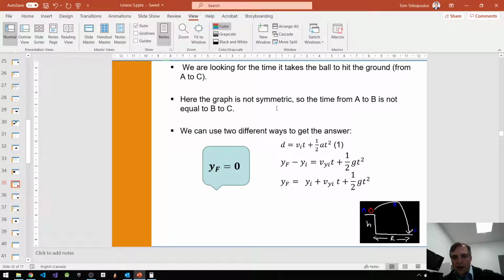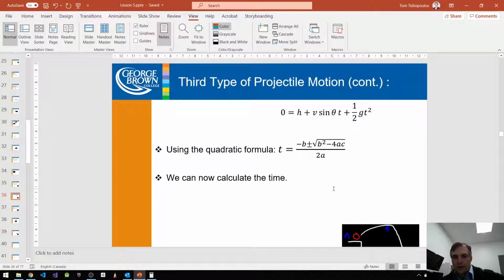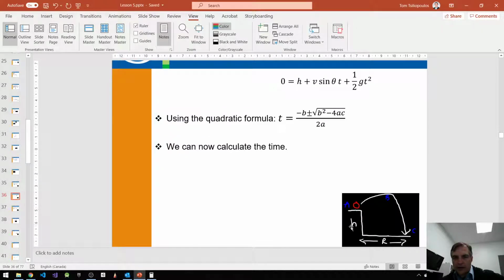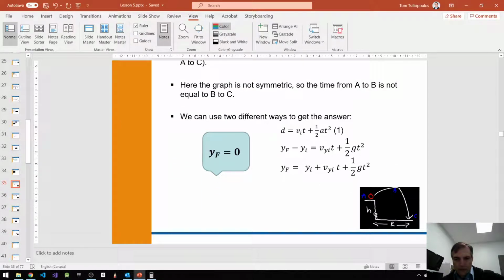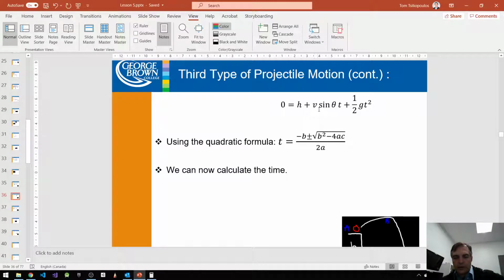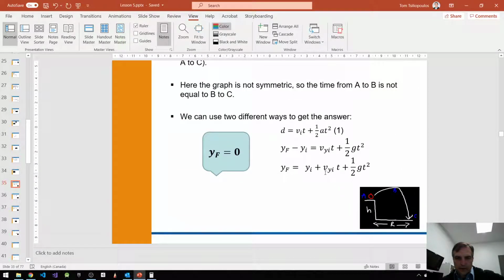The first way is, how do we know the time it takes? If y final is 0, now we have a quadratic equation in the form of ax squared plus bx plus c, where x is the total time. We know that y final is 0 because it's going to hit the ground. And once we know that, we can put that into this equation, where the final term is 0, and this would be y initial, some value h, plus v sine theta t.